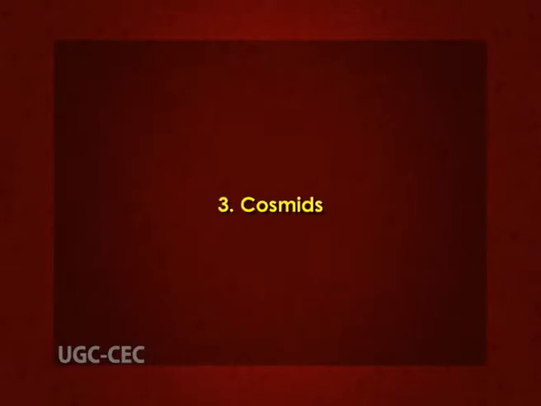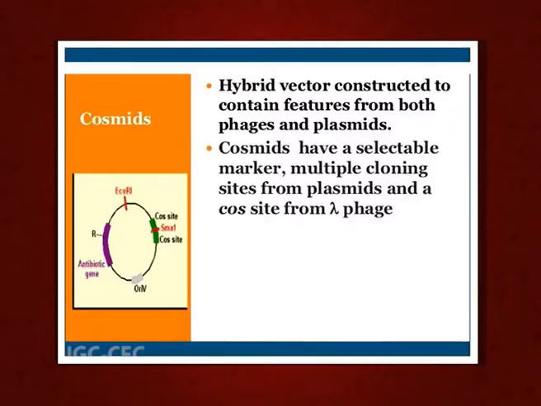The third type of vector is cosmids. These vectors are plasmids that contain a small region of bacteriophage lambda DNA called the cos sequences. This sequence allows the cosmid to be packed into bacteriophage lambda particles. Cosmids are capable of carrying inserts up to 45 kbs in size.